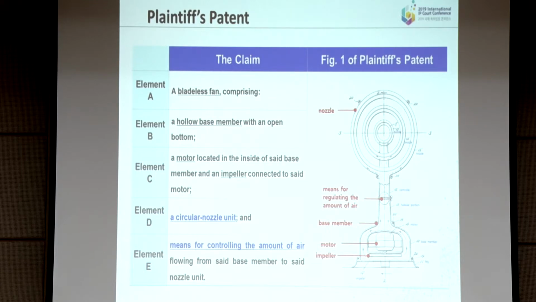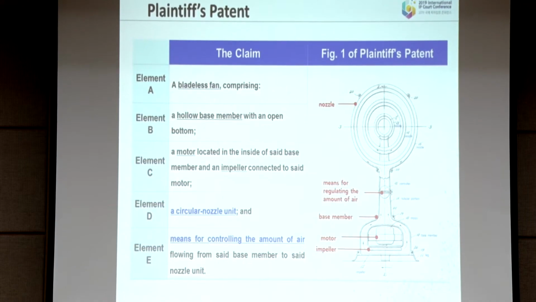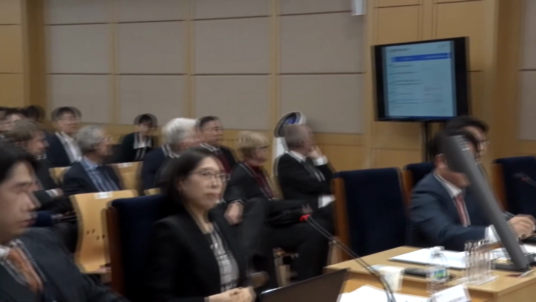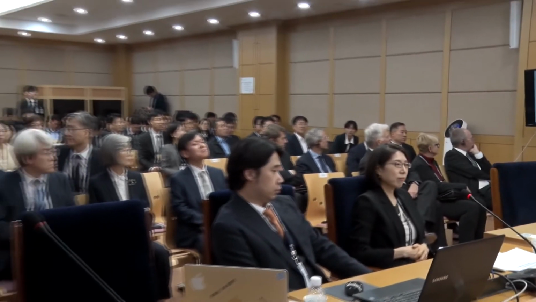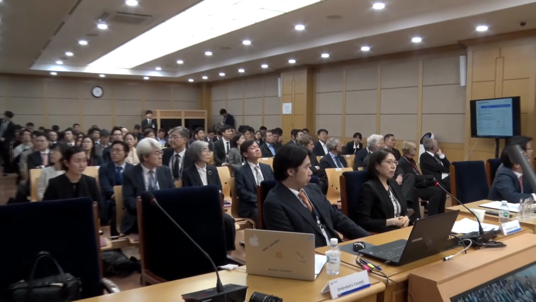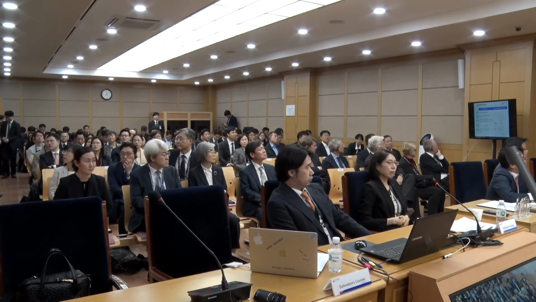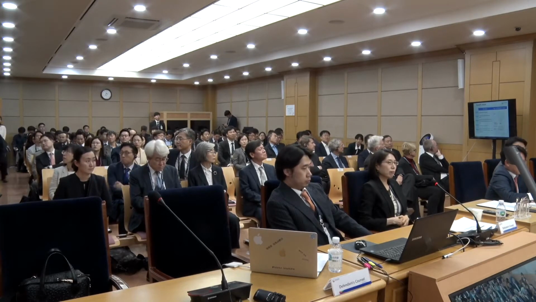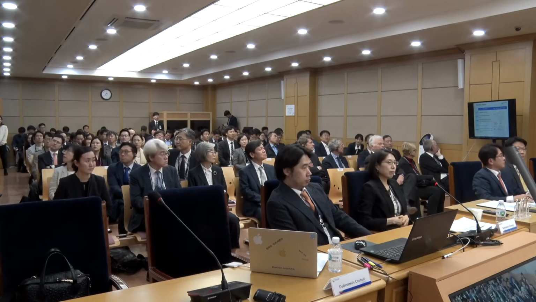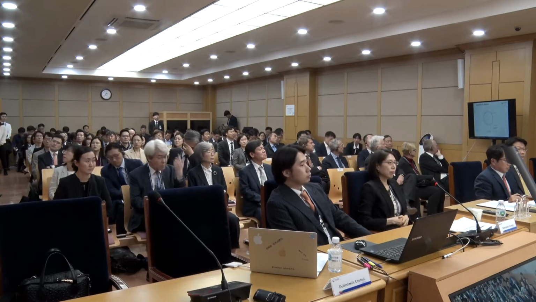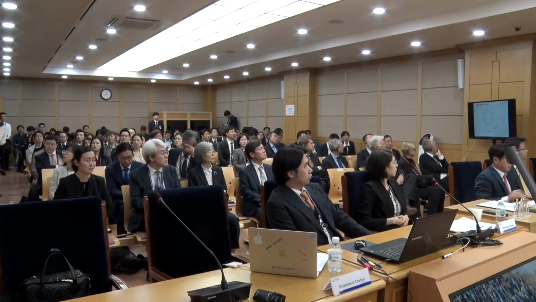As to means for controlling the amount of air, it is so-called a means plus function claim language. The detailed description of the invention provides that, as one embodiment, the speed of the motor is constant, and in such case, the amount of air can be adjusted by using the controller located in the tubular portion. Let's see the defendant's product.